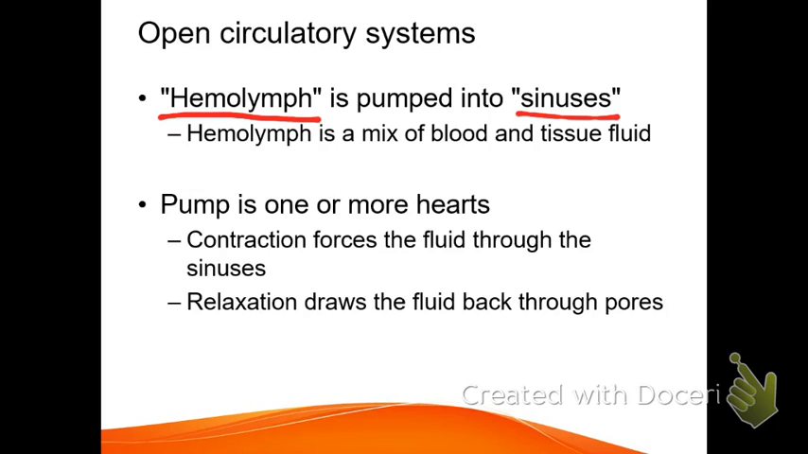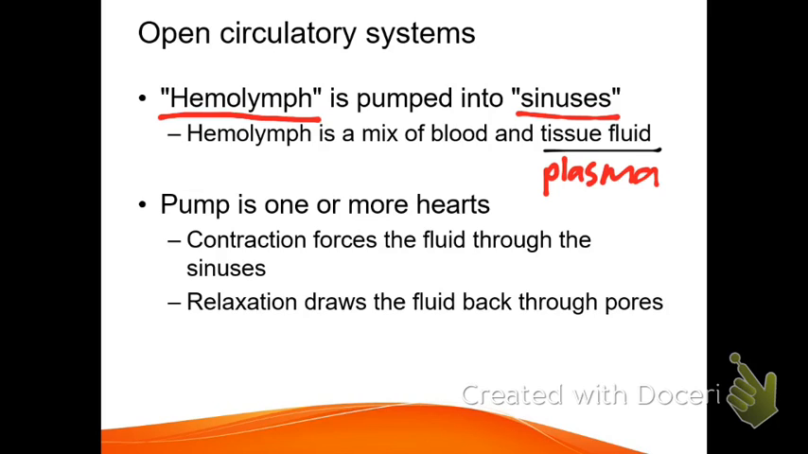Hemolymph is a mix of blood and tissue fluid. I'll talk about exactly what those are in a second. But tissue fluid is the fluid that's in between your cells. That's not blood, so it's not the red blood cells. It's very similar. Think like plasma. Tissue fluid is essentially like the plasma. So when you scrape your knee and you have that slightly yellowy, goopy, sticky fluid, that's tissue fluid.